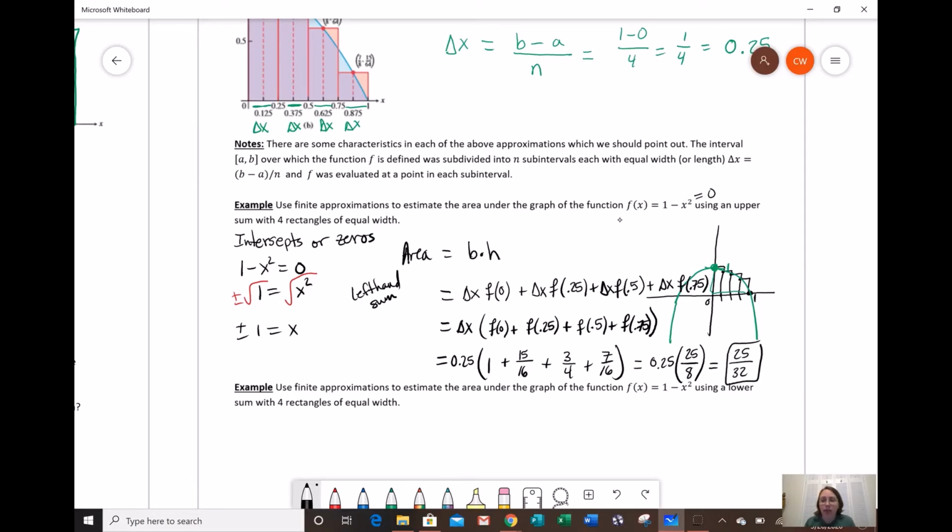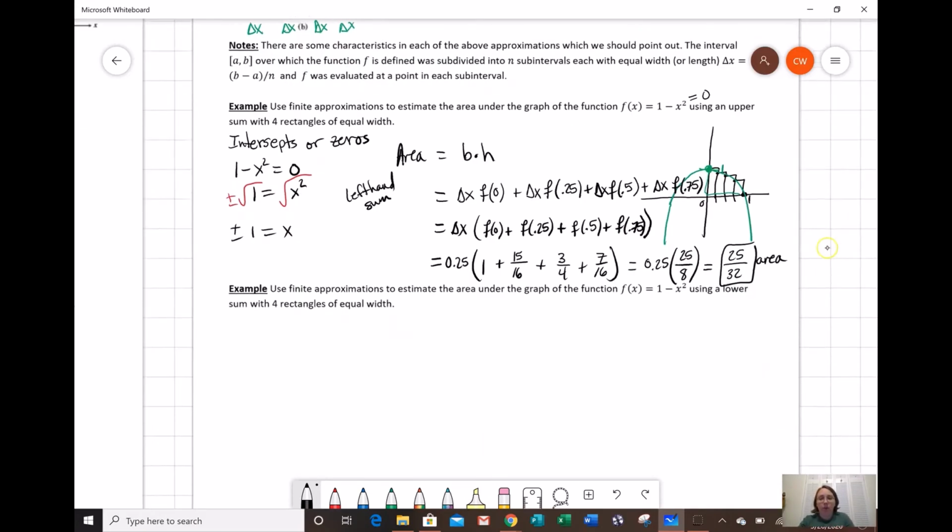This is the area under the curve approximated by the left-hand sum, which actually turns out to be our upper sum, but you're going to see why, because we're going to do the opposite as well.